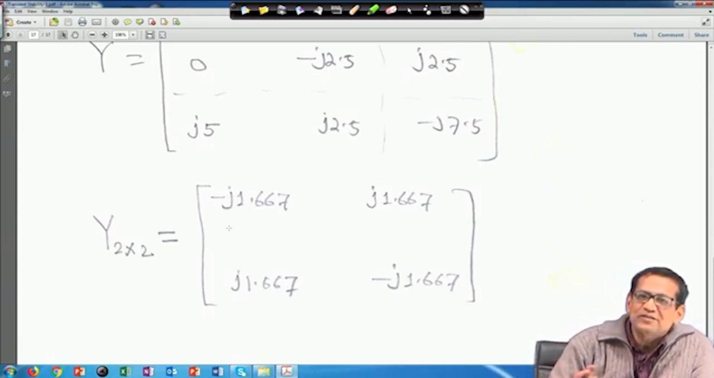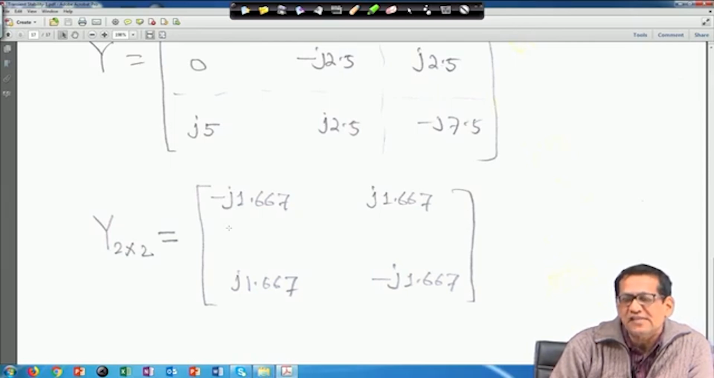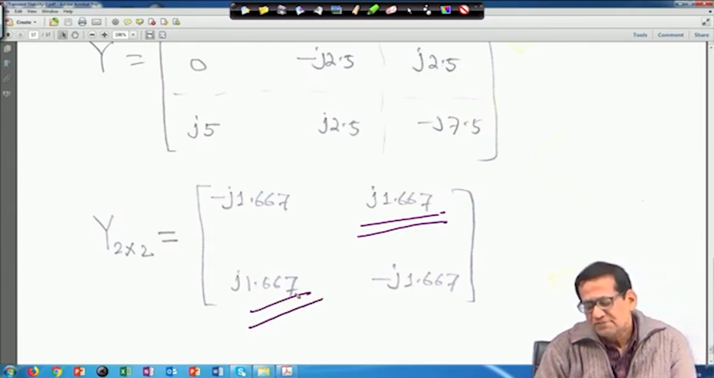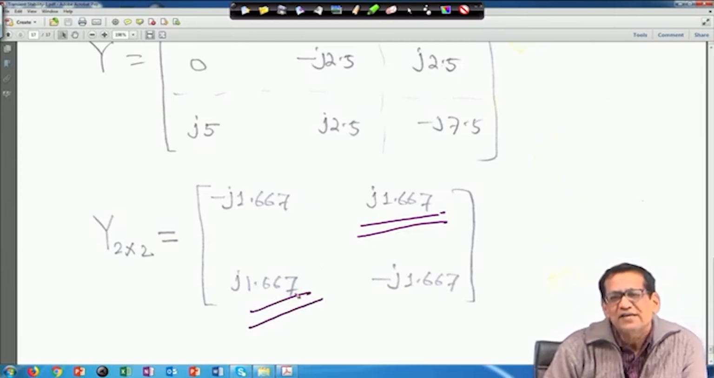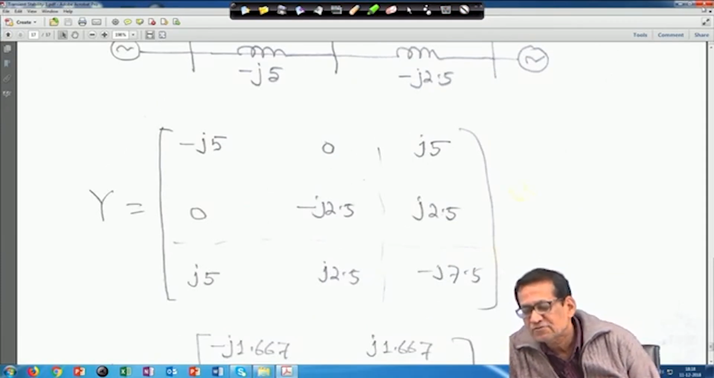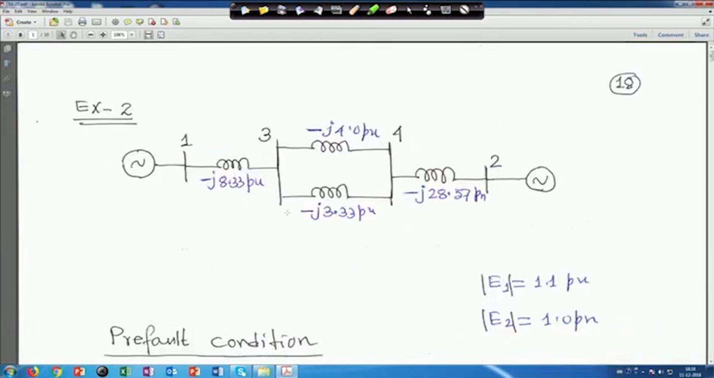I showed the calculations only for the first one, the pre fault case, but this one you can easily do, and it will be a symmetric matrix. If you do not get a symmetric matrix, then somewhere you might have done wrong calculations, right. Generally it is a symmetric matrix. So, we will go to another example, just hold on. We will take another example.